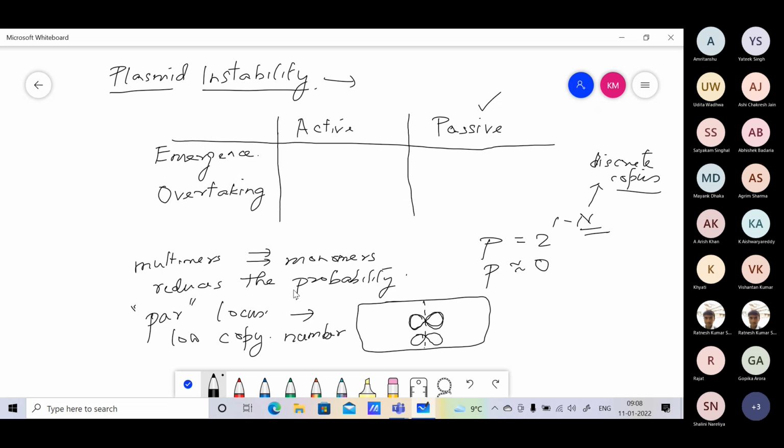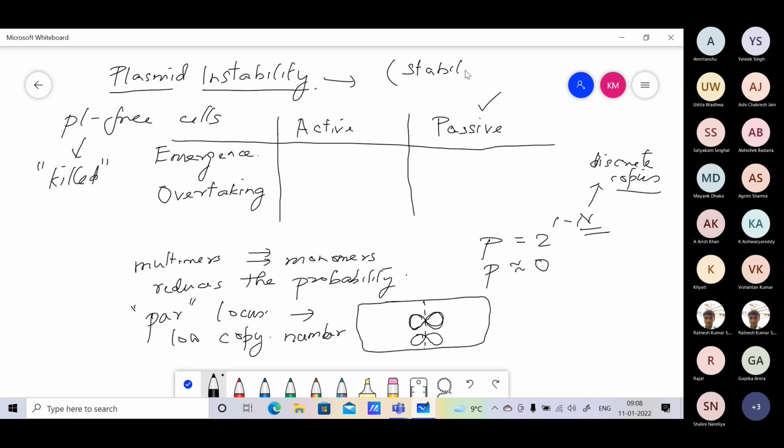On the other hand, an active mechanism would be where you are actively working against plasmid free cells. So if all cells which are plasmid free are somehow killed, or they are not allowed to survive, or the growth rate is reduced, then that is an active mechanism of ensuring plasmid stability. So if you want to ensure stability, you can have an active mechanism.